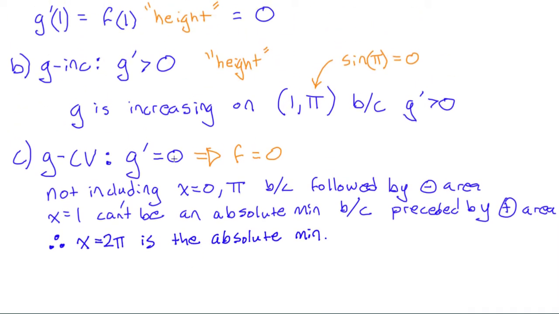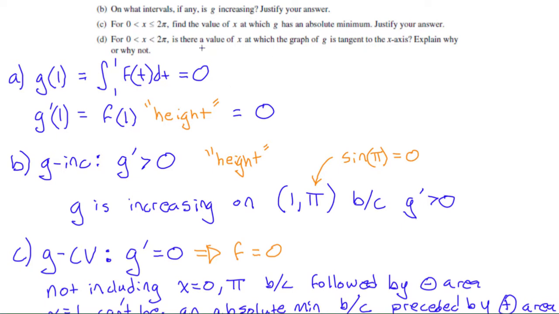And it doesn't ask for what that is, it just asks for where. Find the x value where it has an absolute min. And we did. So far so good? All right. From there we're going on to part D.